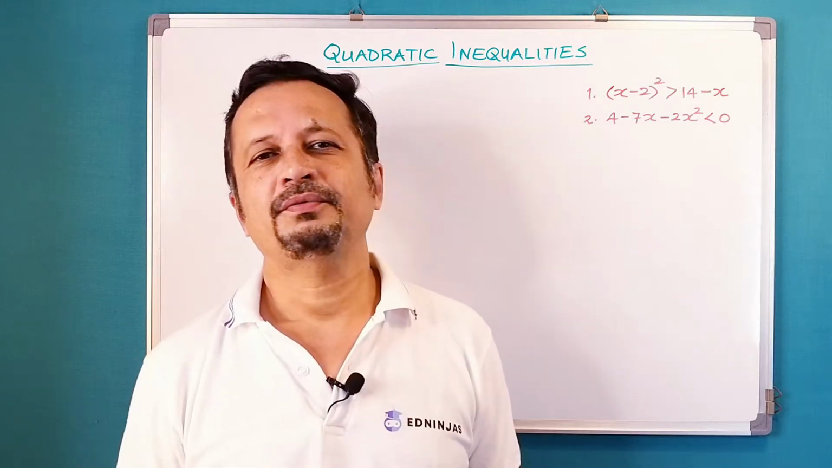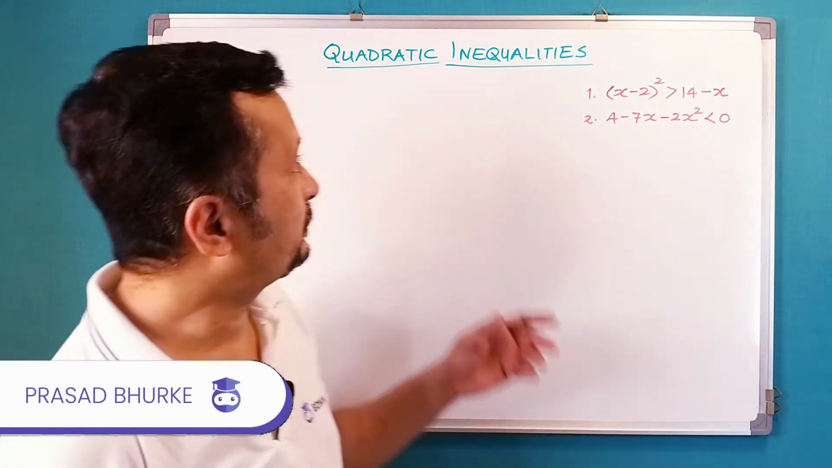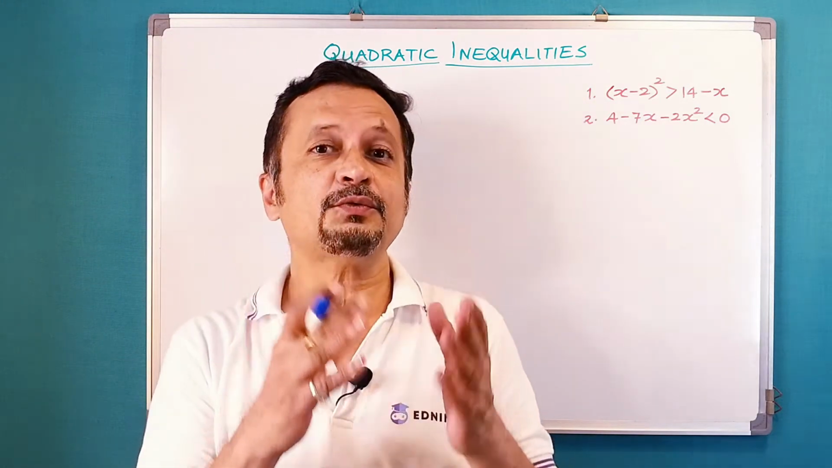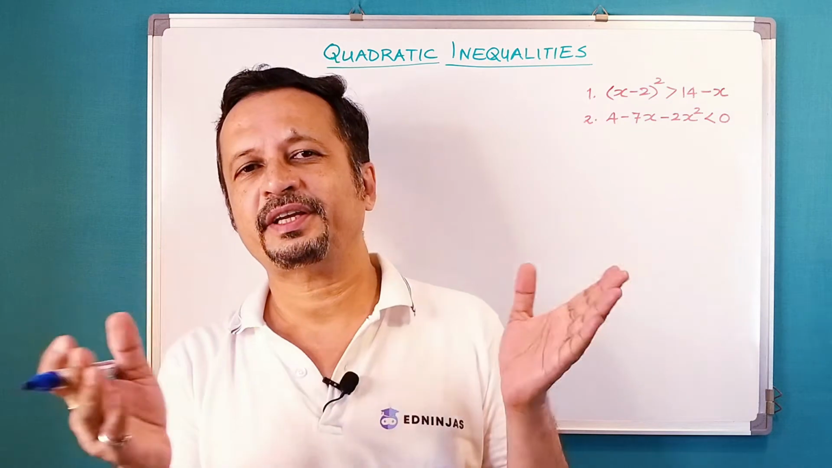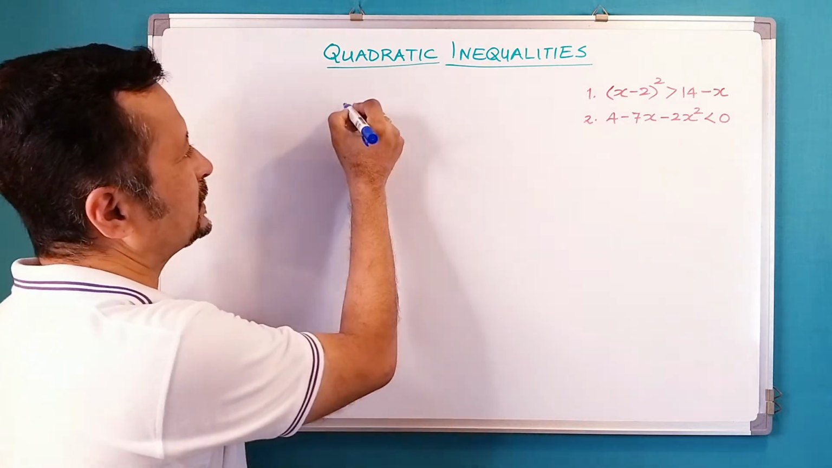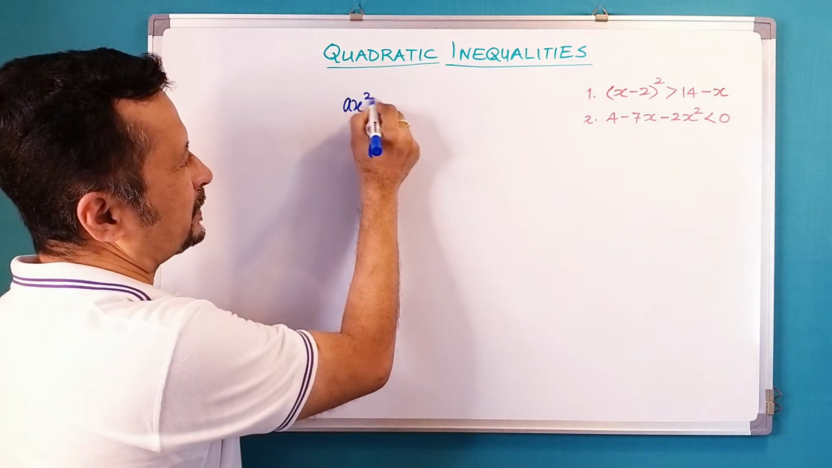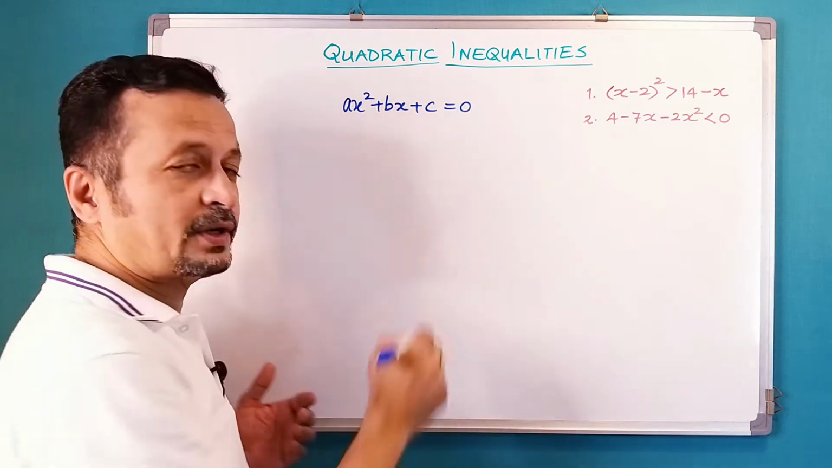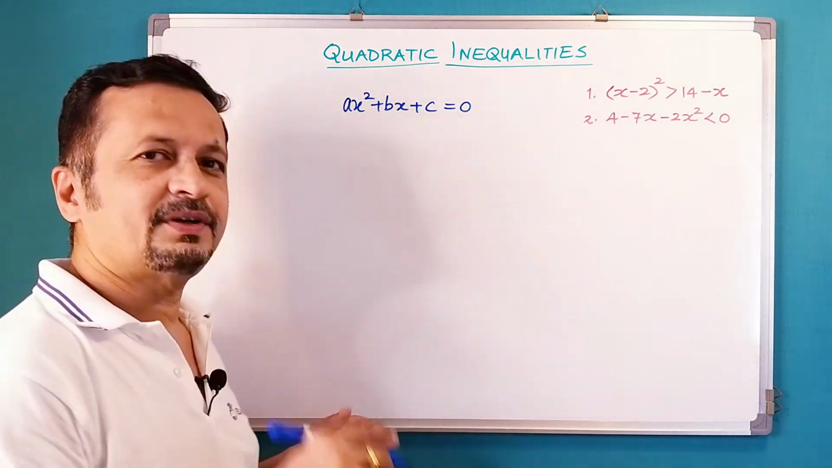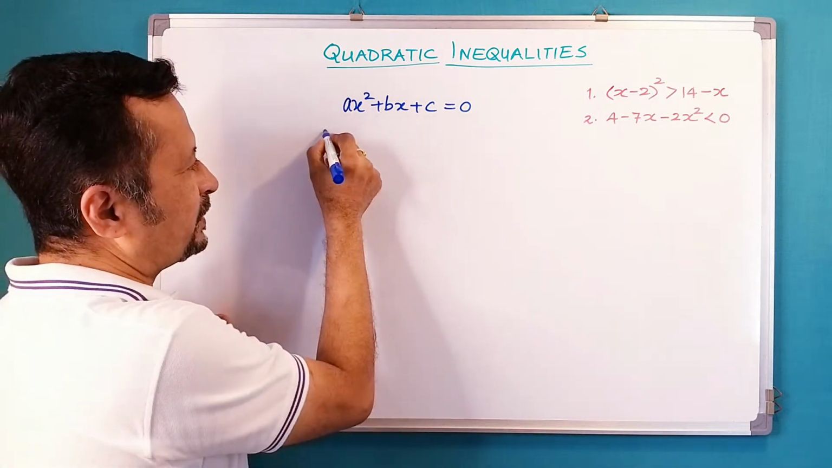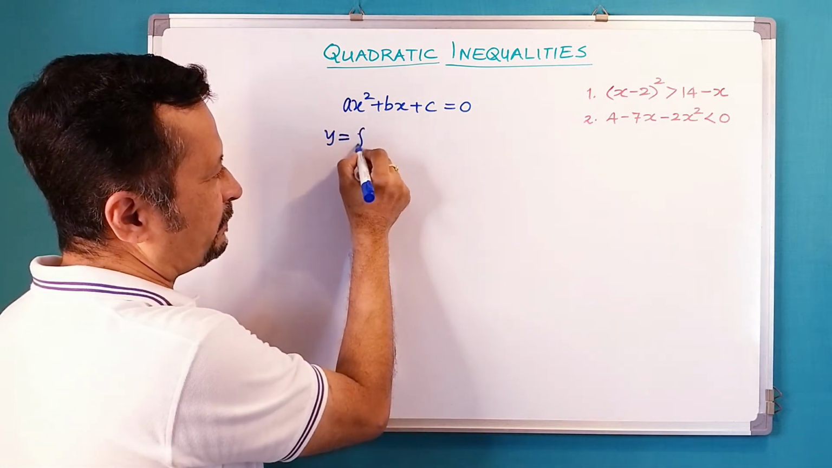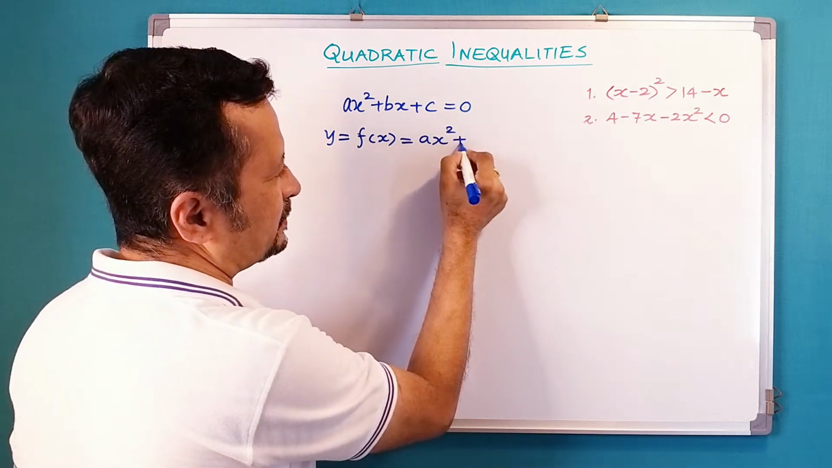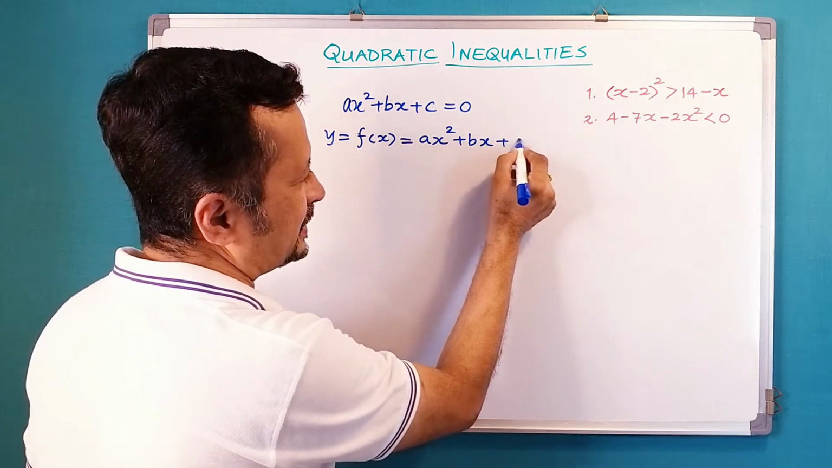Hello friends, we are on quadratic equations and today we are going to talk about quadratic inequalities. We have seen quadratic functions and then quadratic equation. Now quadratic equation is ax square plus bx plus c equal to 0. But if I say quadratic function, then that would be y is equal to, or f of x is equal to ax square plus bx plus c.